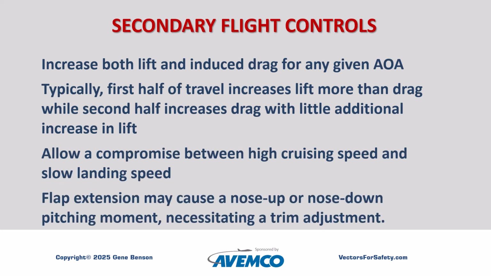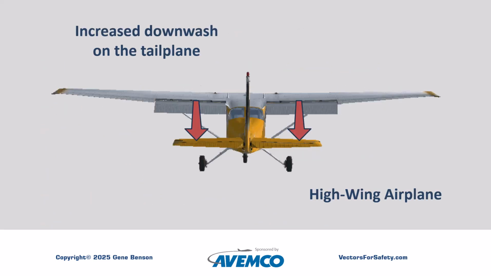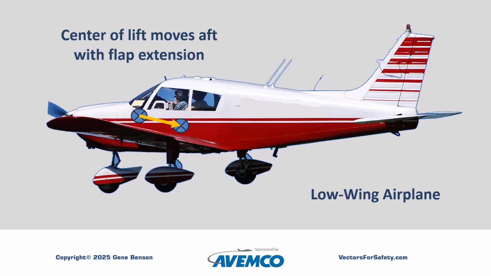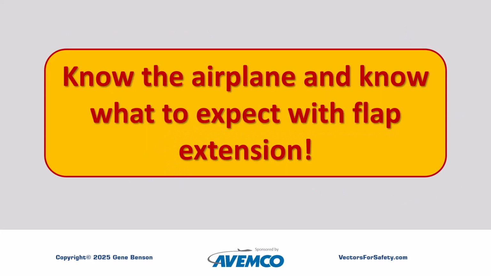Flap extension may cause a nose-up or nose-down pitching moment, necessitating a trim adjustment. In a high-wing airplane, flap extension generally causes the nose to pitch up due to increased downwash on the tailplane. In a low-wing airplane, flap extension generally causes the nose to pitch down. This is because the increased lift generated by the flaps, especially at the rear of the wing, creates a nose-down pitching moment. Other design factors may result in different performance characteristics. Know what to expect with flap extension before beginning an approach.